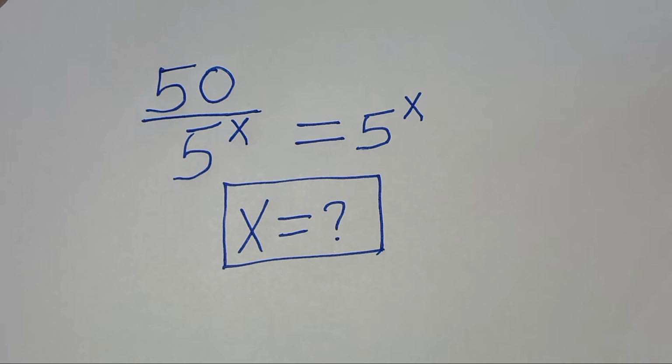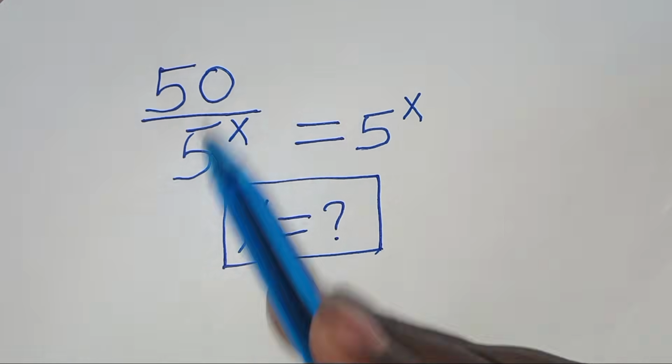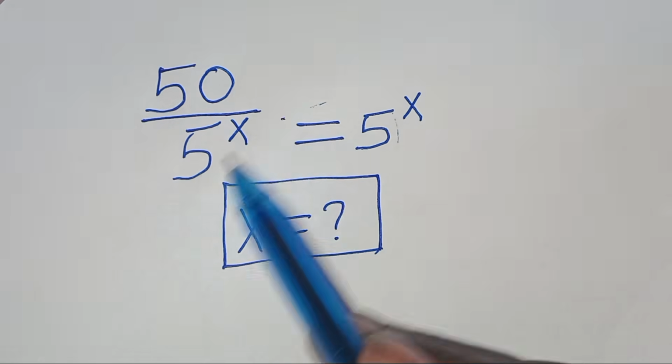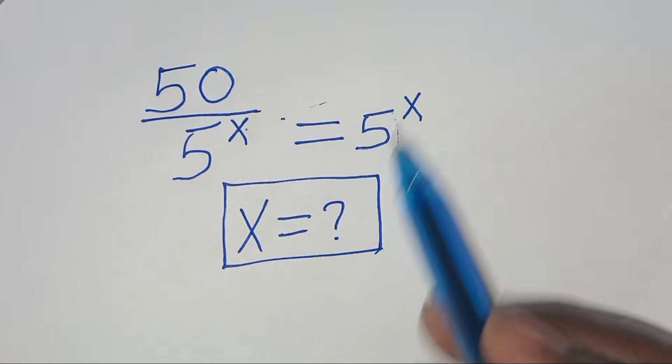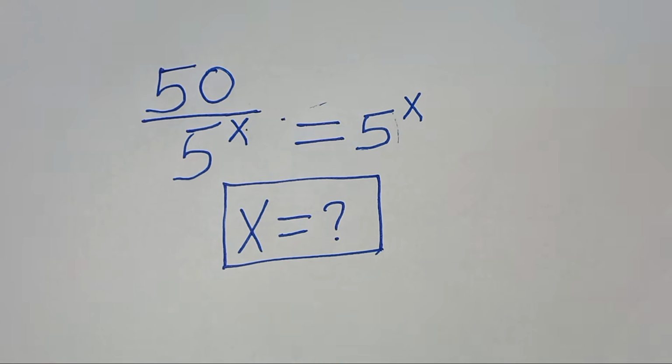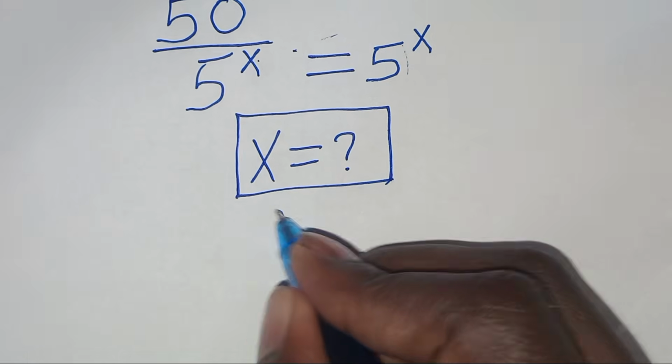Hello, you're welcome to solve this nice exponential equation, which is 50 over 5 to the power of x equal to 5 to the power of x. So what is the value of x? Now let's provide a solution from here.